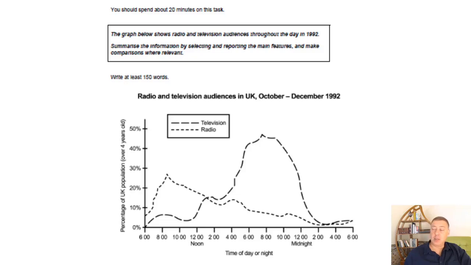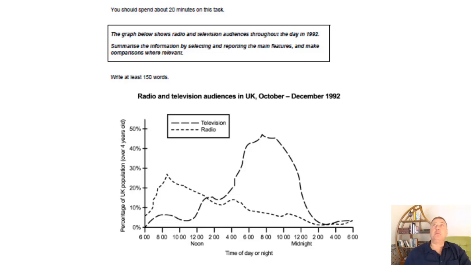Now, this is a good example of one where it seems like it would be very easy to explain why what's happening in the graph is happening. So if you look at the dotted line for radio, early in the morning, the number increases, and then starting mid-morning, it decreases throughout the day. And if you look at the dashed line for television, it's quite low until the afternoon, and then peaks in the evening, and then falls off at night.